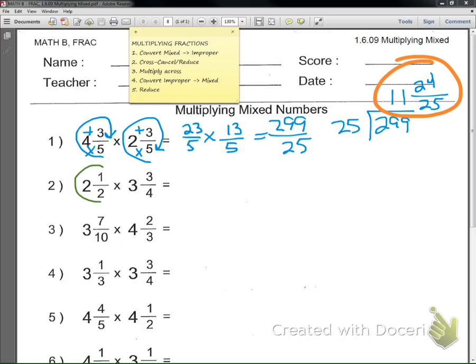I need to change that mixed number into an improper fraction. So I multiply 2 times 2 is 4, and add 1 more is 5, 5 over 2, times, and change the next mixed number into an improper fraction. 4 times 3 is 12, plus 3 more, be 13, 14, 15, all over the original 4.